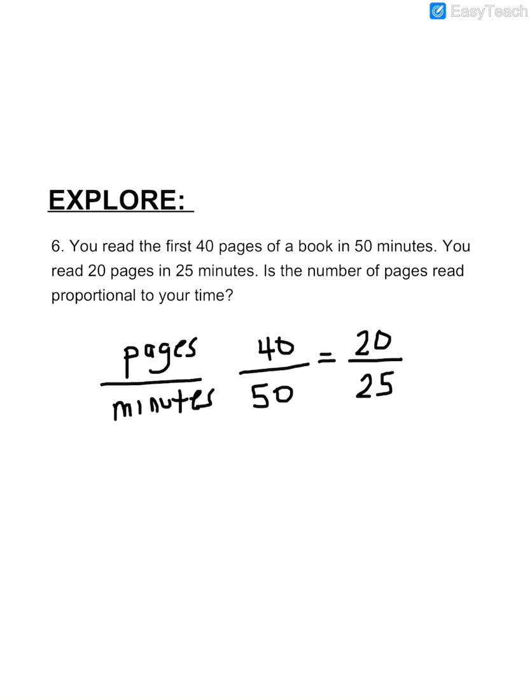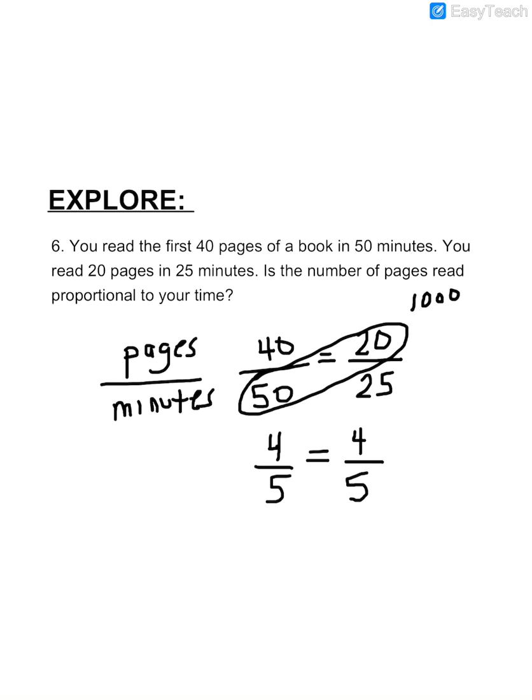So now again, two ways you can do this. You can simplify the fractions. So 40 over 50 reduces to 4/5. 20 over 25 reduces to 4/5. So I know that when these two fractions are simplified, they are equivalent. Again, I can cross multiply. 50 times 20 is 1,000. And 40 times 25 is also 1,000. So because these two numbers equal each other, yes, the number of pages read is proportional to your time.